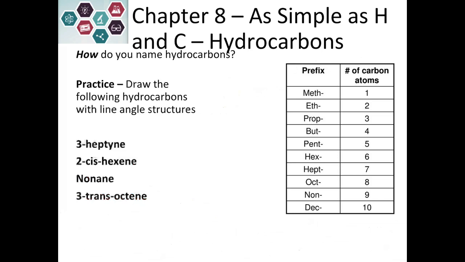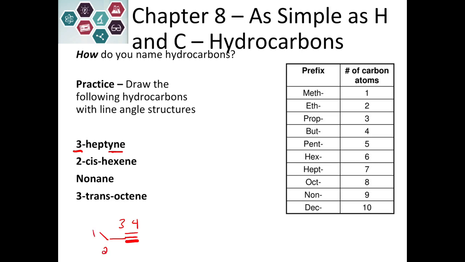Here's some examples going the other direction. So go ahead and pause the video and see if you can draw these structures from their names. All right, first example, 3-heptyne. So 3 tells us that the triple bond is between carbons 3 and 4. So I'm going to draw that first. Then I'm going to add 2 and 1.